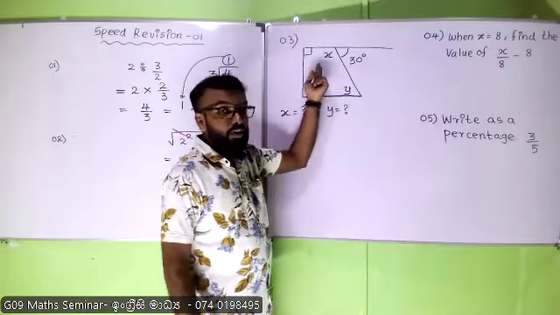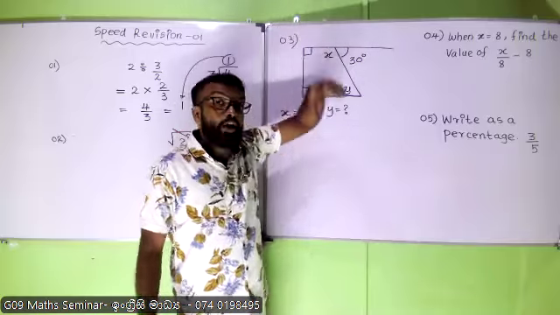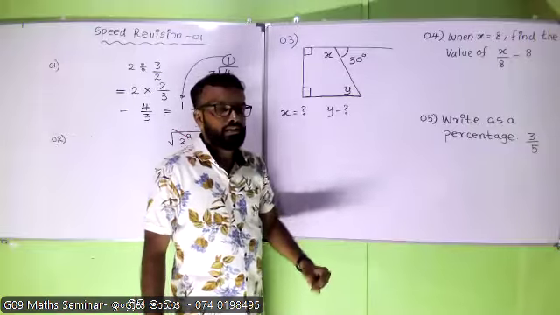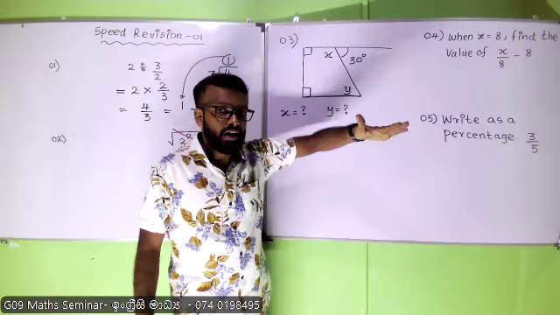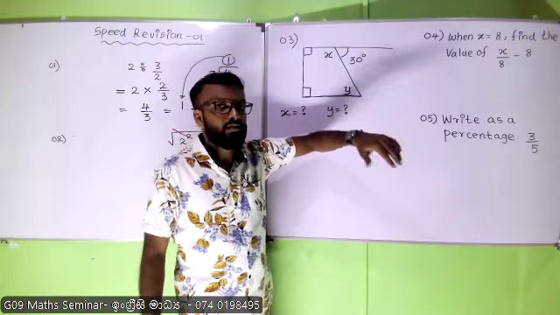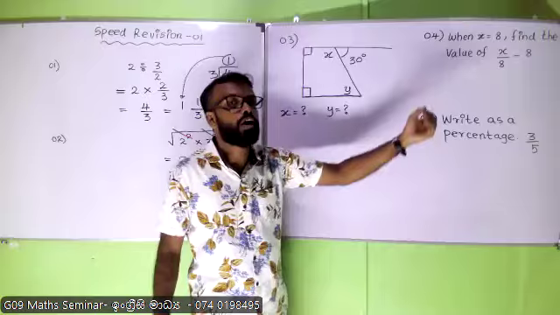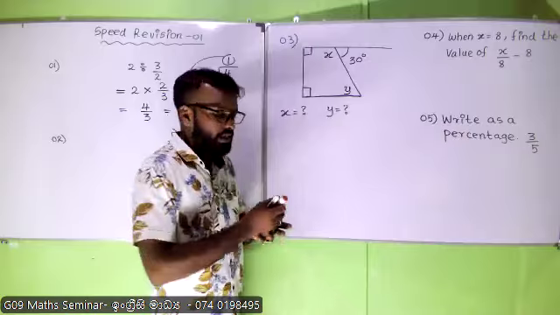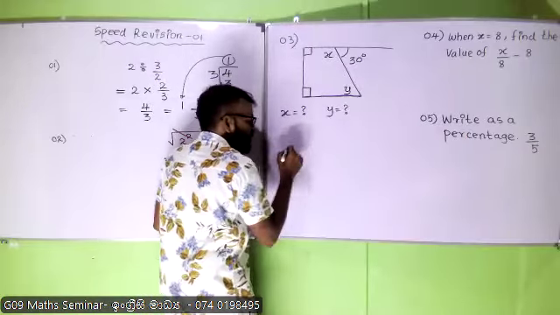So Buddha, here what you have is this top line is a straight line, and on that straight line you have two angles, x and 30. So you guys know, right? On a straight line, the summation of all the angles will give you 180. So by using that theorem, you can say x plus 30.